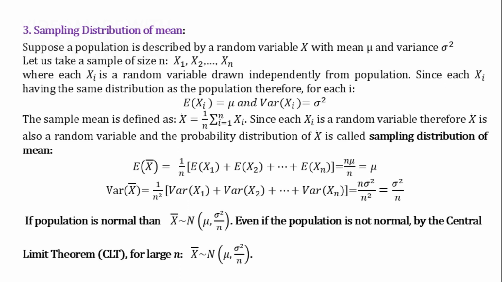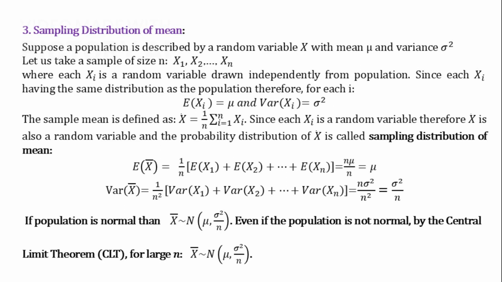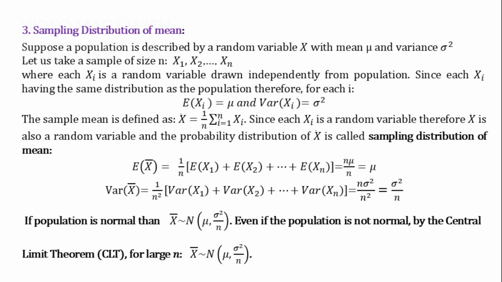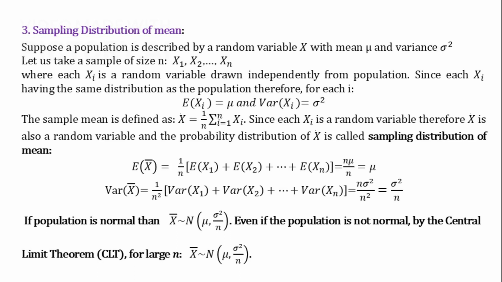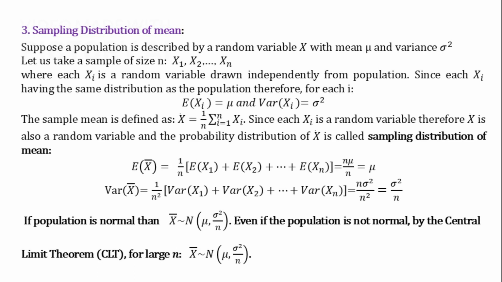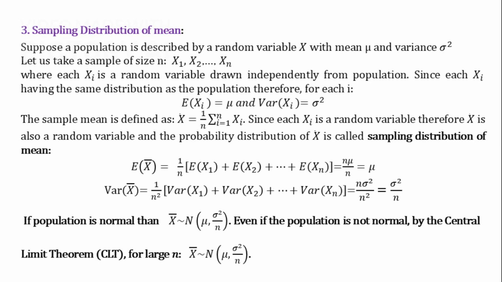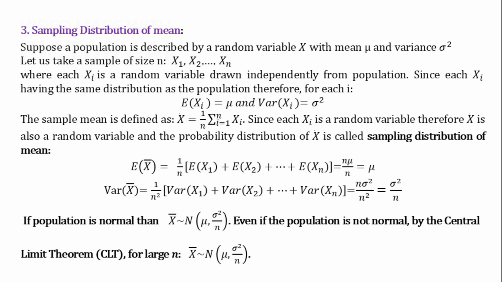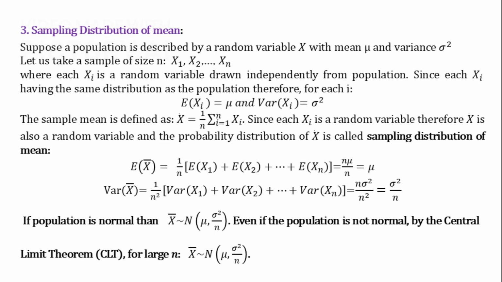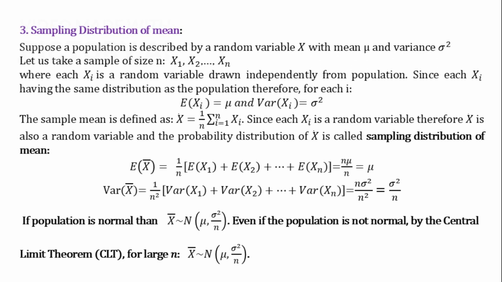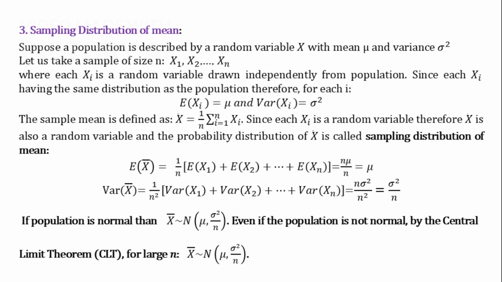Check the following calculation. Clearly, expectation of x bar is equal to the population mean and variance of x bar is equal to variance of population divided by n. Further, if the population is normal, then x bar follows a normal distribution with mean mu and variance equal to sigma square divided by n. If population is not normal, then also for large n, by the central limit theorem, x bar follows normal distribution.